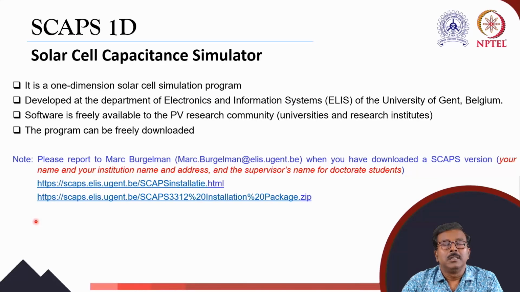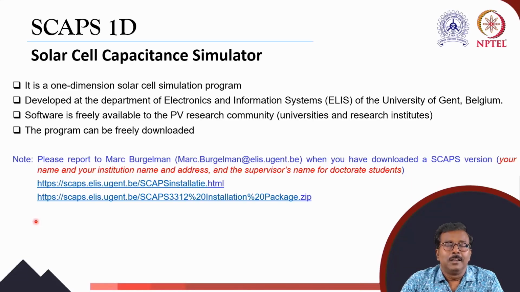SCAPS is the Solar Cell Capacitance Simulator. It is a one-dimensional solar cell simulation program, developed by a team in the Department of Electronics and Information Systems, ELIS, of the University of Gent, Belgium. The software is freely available to the photovoltaic research community, that is, universities and research institutes, and the program can be freely downloaded.